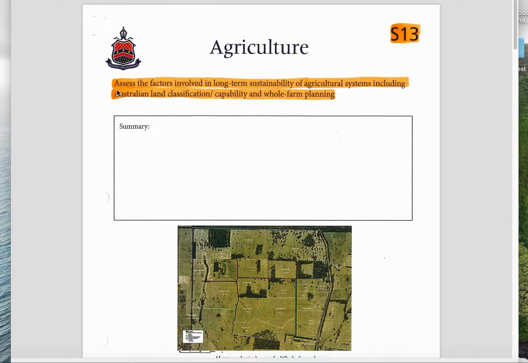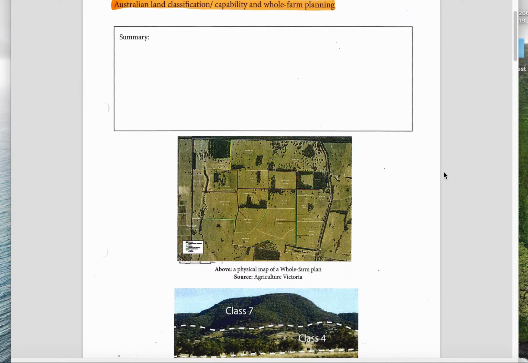This is about assessing the factors involved in long-term sustainability of agricultural systems, including Australian land classification or capability and whole farm planning. And thanks to Ruby for letting me use her sheet here. So this is an including dot point here. So we need to talk about both land classification and also whole farm planning. Now, the land capability classification actually is part of whole farm planning, but we need to look at them separately.